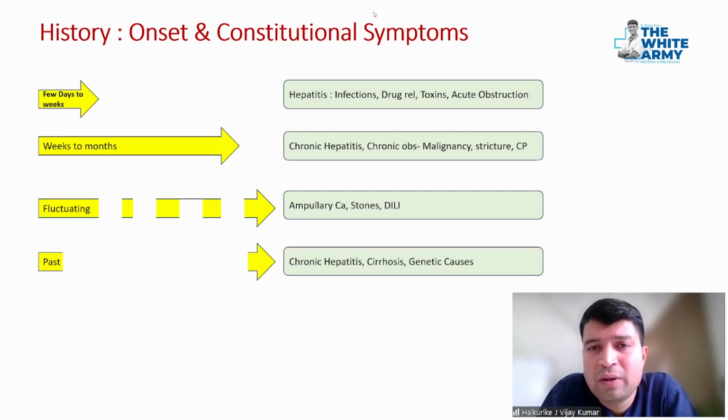Gallstones, when they just fall into the CBD, the common bile duct, cause sudden obstruction, which results in pain and jaundice. So jaundice presenting from a few days to within a week or so. So these are all the commonest conditions.